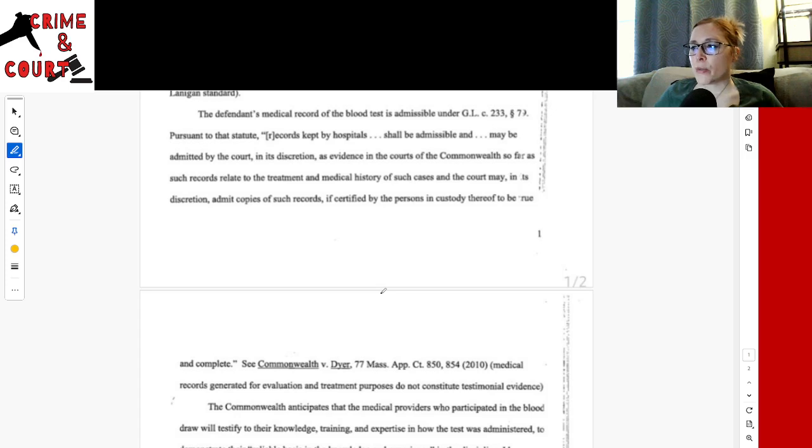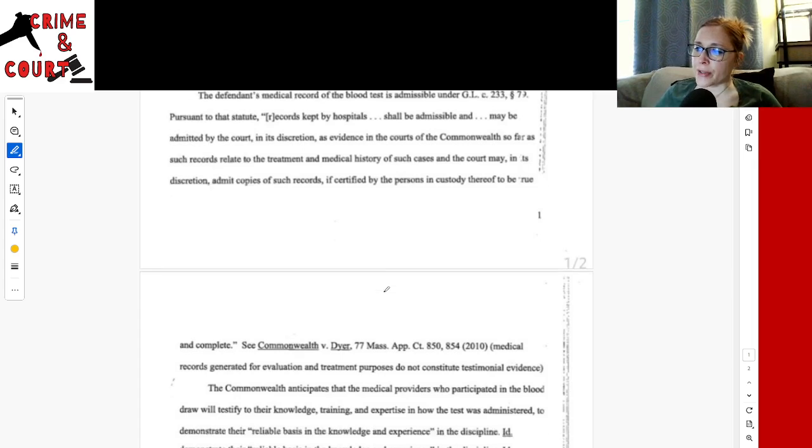So the defendant's medical record of the blood test is admissible under General Laws chapter 233, section 79. Pursuant to the statute, records kept by hospitals shall be admissible and may be admitted by the court in its discretion as evidence in the courts of the Commonwealth so far as such records relate to the treatment and medical history of such cases, and the court may, in its discretion, admit copies of such records if certified by the persons in custody thereof to be true and complete.